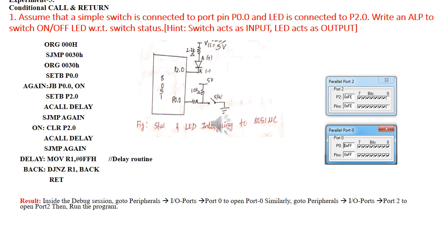Here, in order to see the result, you should go to a debug session. In the debug session, go to the peripherals, go to the IO ports. In the IO port, select port 0 along with port 2. Then you should run the program. Whenever P0.0 is ticked, meaning it is equal to 1, then P2.0 will be equal to 0. If this is equal to 0, then this will be equal to 1.